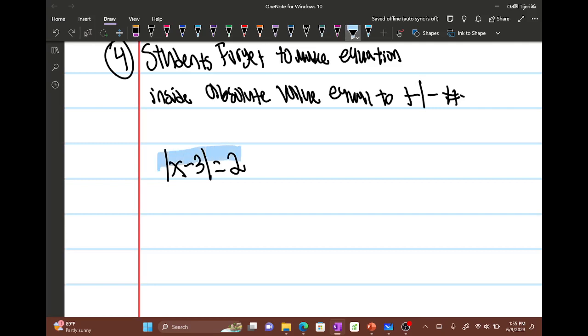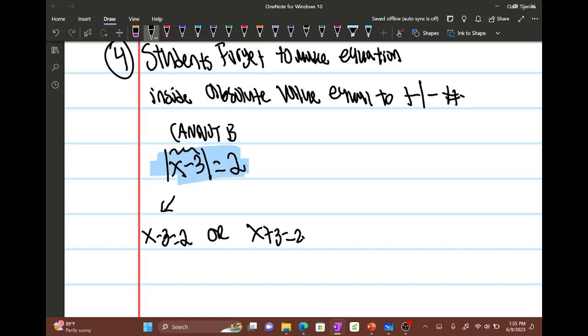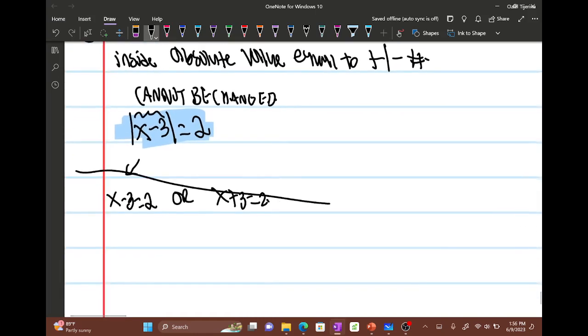A lot of the time, students make this mistake where they believe that I can say x minus 3 equals 2 or x plus 3 equals 2. But this in here cannot be changed. Do not change what's inside the absolute value. You always make it equal to the positive and negative number. So this is not the correct method. Obviously, it's not.